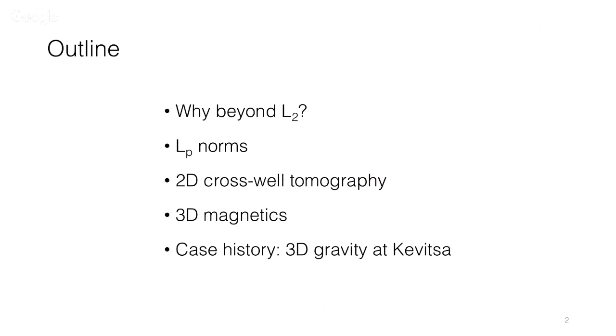So here's the outline. I want to first of all talk a little bit about why L2, we've been using it. Why should we do something else? Talk a bit about LP norms. We'll revisit the 2D crosswell topography, and I'm going to go back to the magnetics. And then we've got a 3D gravity data set at Kibitsa that we'll show.